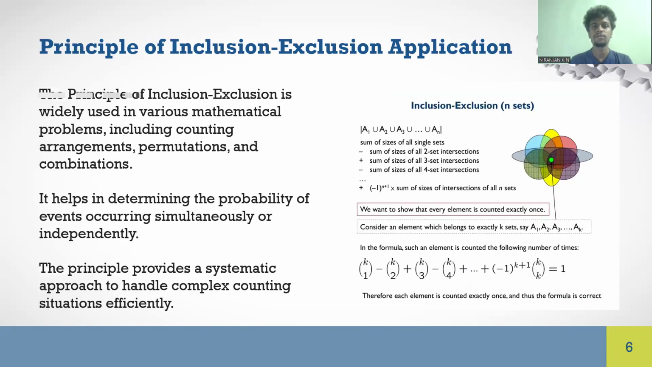So the principle of inclusion and exclusion applications. The principle of inclusion and exclusion is widely used in various mathematical problems, including counting arrangements, permutations, and combinations. It helps in determining the probability of events occurring simultaneously or independently. The principle provides a systematic approach to handle complex counting situations efficiently.